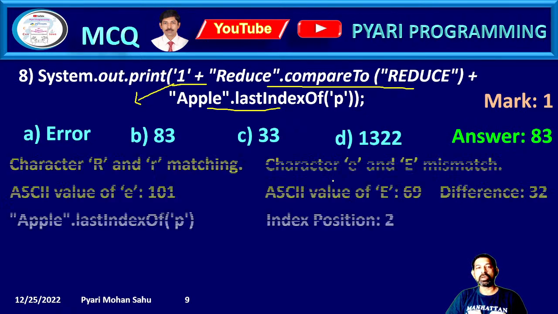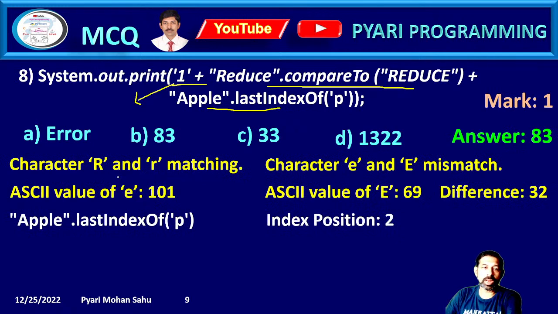Answer is 83. How is it 83? We know that R and R match, so the character E is mismatching. So that's why we are going to get the difference value. Difference value is your 32 and index position is 2. But the question is, this is the old one. This is your 32 and this is your 2.